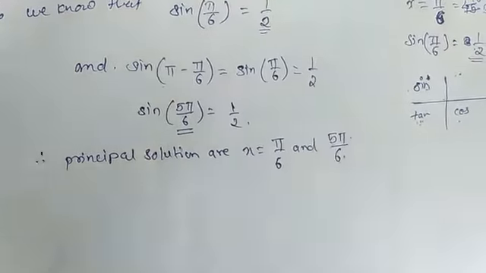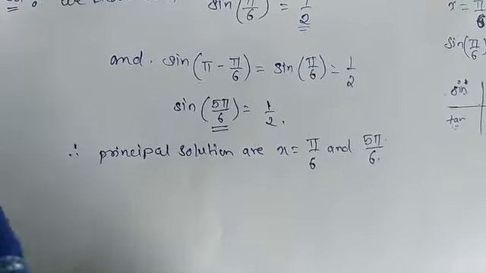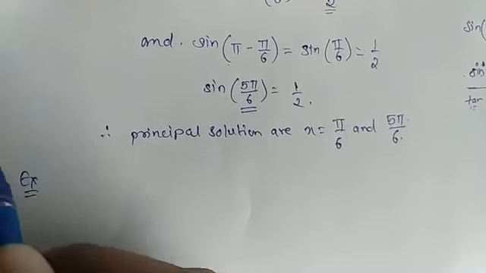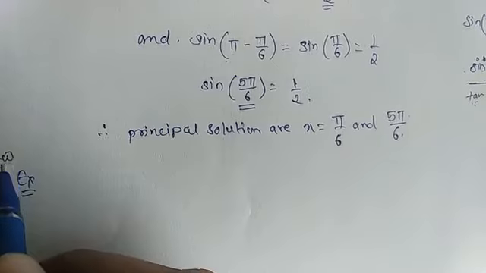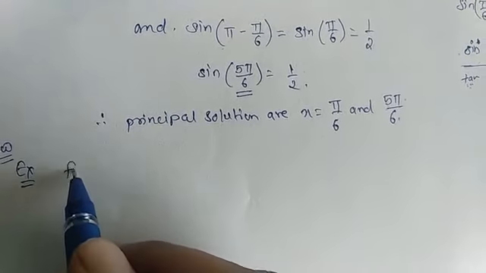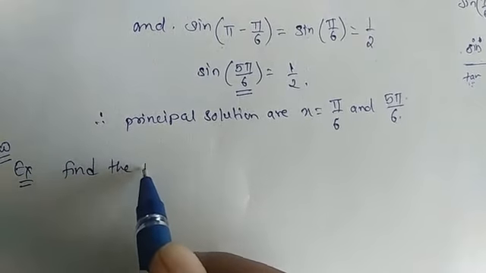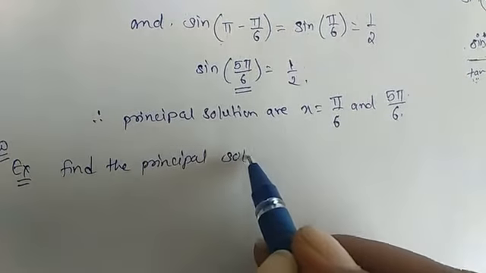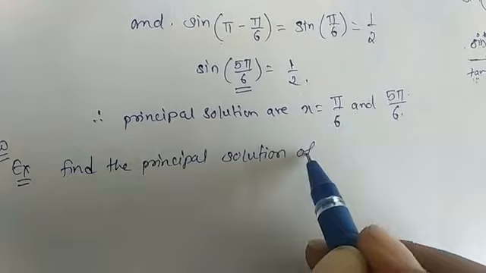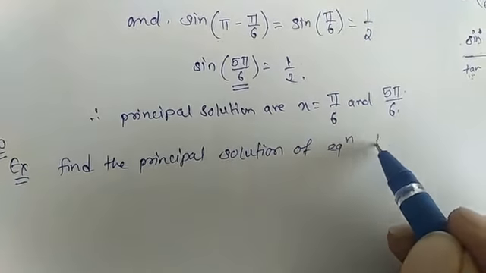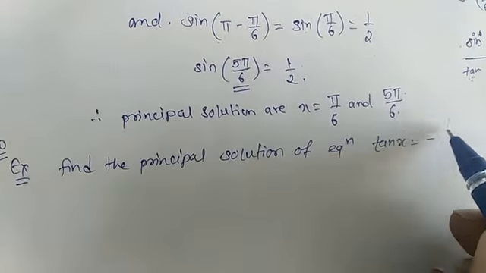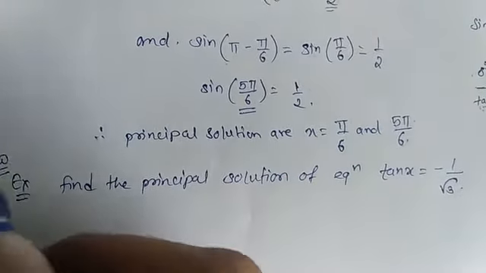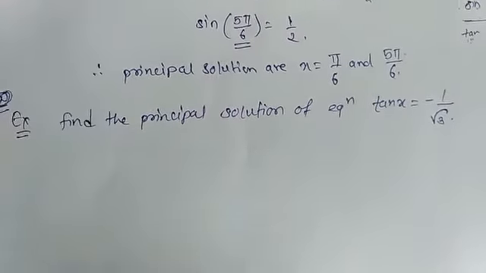Now go to the next example, which you will solve in your homework. So for homework purposes, find the principal solution of the equation tan x = −1/√3. Oh, sorry, we will do it here only.